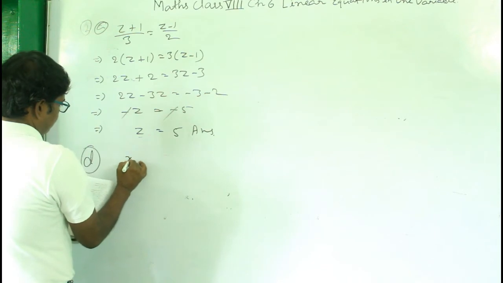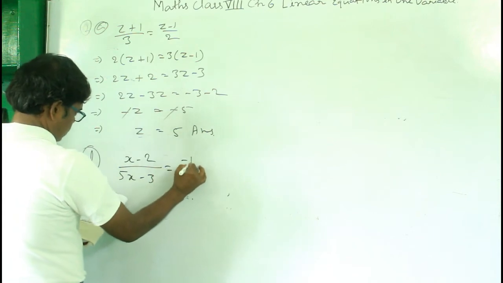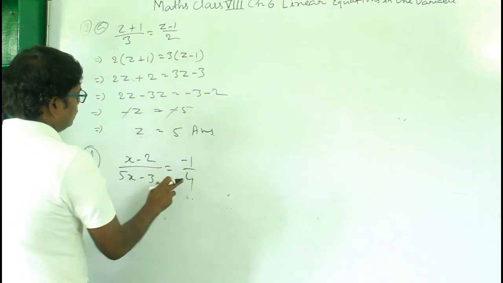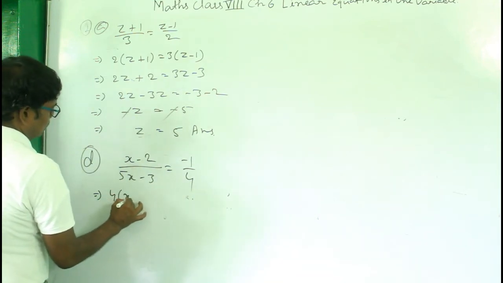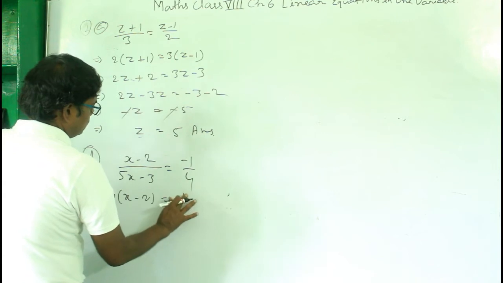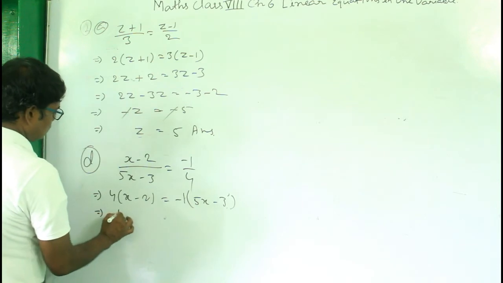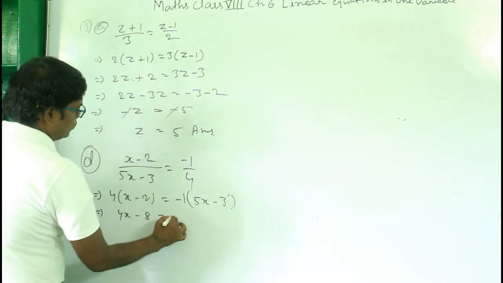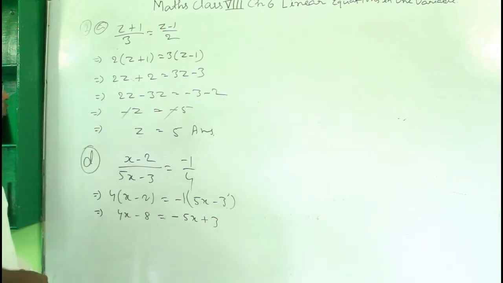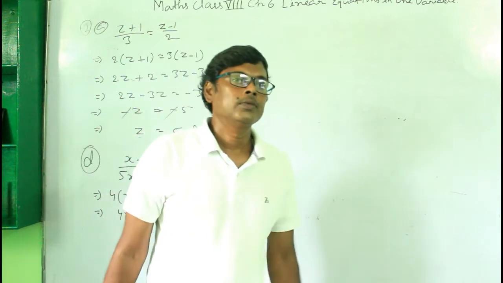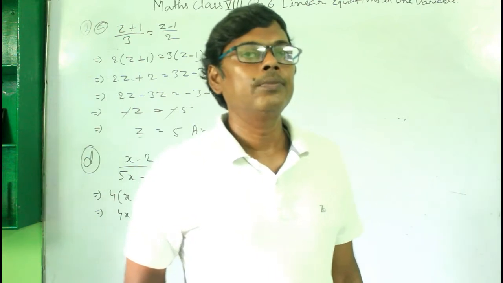In this you have x minus 2 by 5x minus 3 equal to minus 1 by 4. Again here cross multiply: 4 into this and minus 1 into this. So you have 4 bracket x minus 2 equal to minus 1 bracket 5x minus 3. This simplifies as 4x minus 8 equal to minus 5x plus 3, because this is minus 1 here. When you open the bracket, the sign of each term within the bracket will change, that is, plus will become minus and minus will become plus.